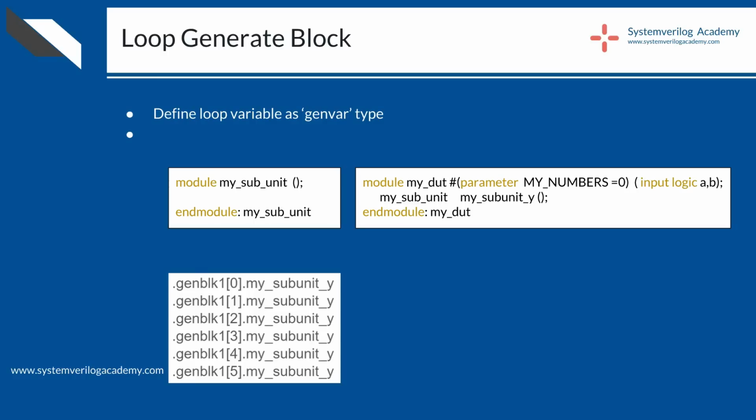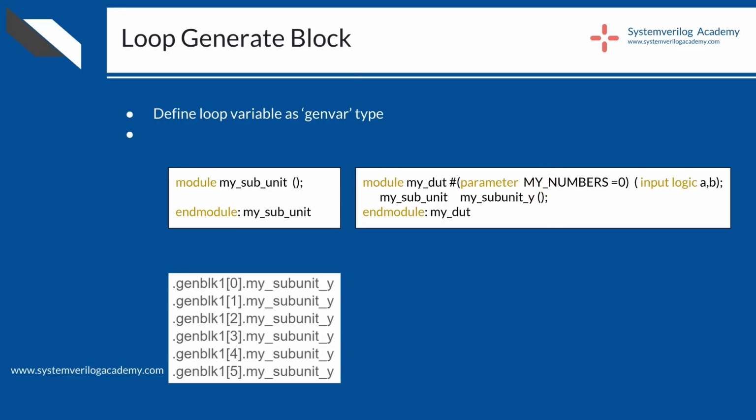Loop generate construct. Here is an example of using a loop generate block. Imagine, in your design, you have a top-level design module named MyDUT and a sub-module named MySubUnit. Assume that you need to instantiate the sub-module MySubUnit into your top-level design module as many times as equal to a parameter value, say, MyNumbers.